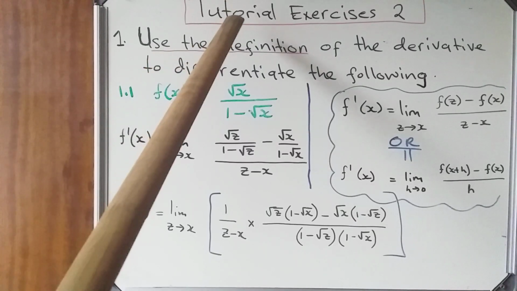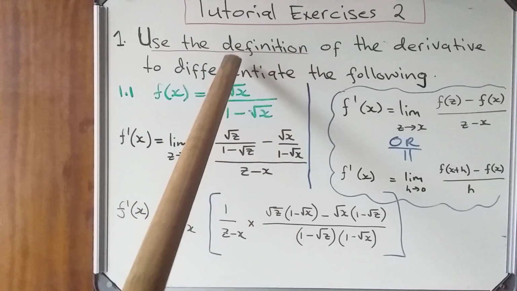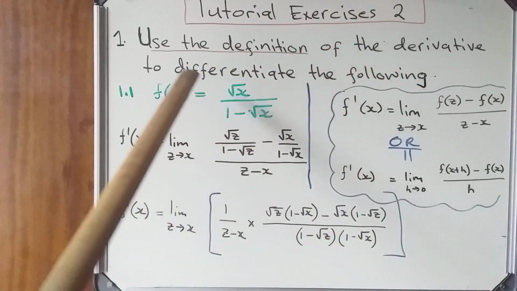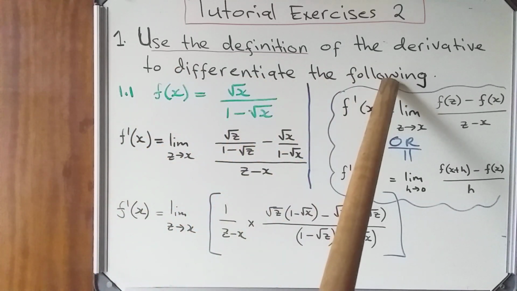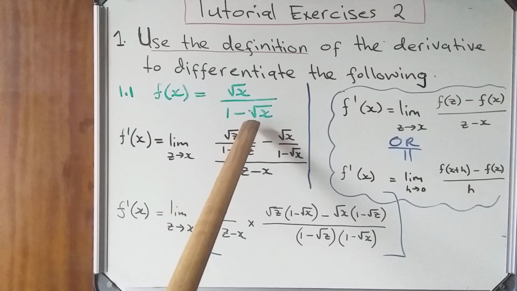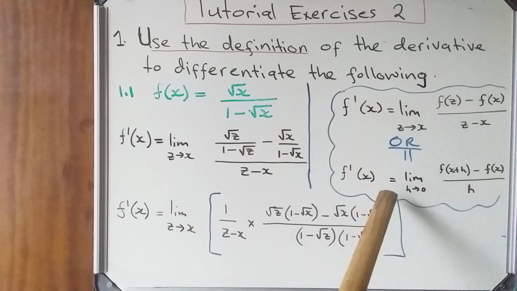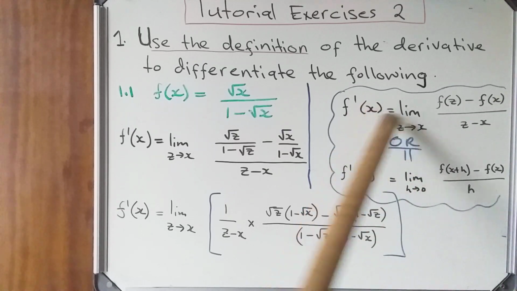So in this case, we are supposed to find, using the definition of the derivative, the derivative of the following. We are given that f of x is equal to root of 1 minus root of x. So we are going to use one of the two definitions.